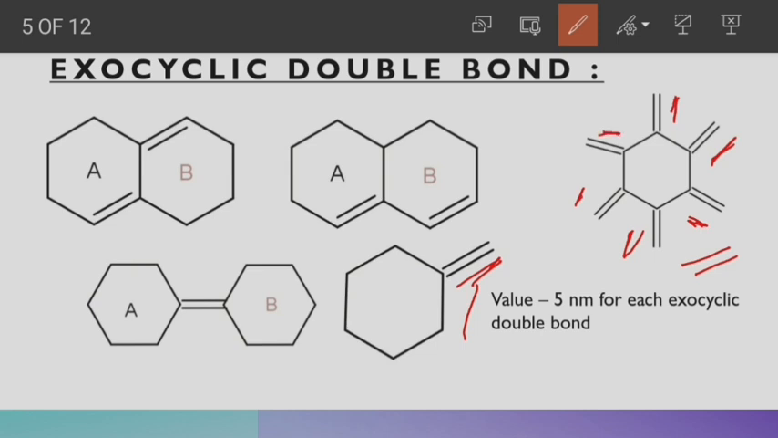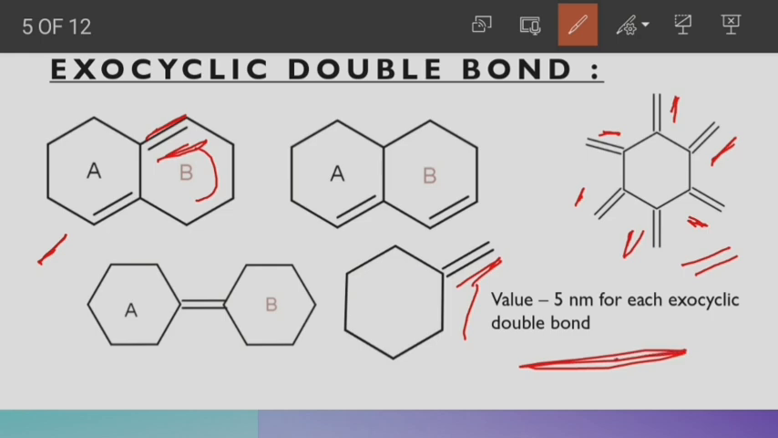Now if we talk about this structure, this double bond is endocyclic on behalf of ring B, but at the same time, if you think on behalf of ring A, this double bond is exocyclic in nature. And for each exocyclic double bond we have to put the value of 5 nanometer.